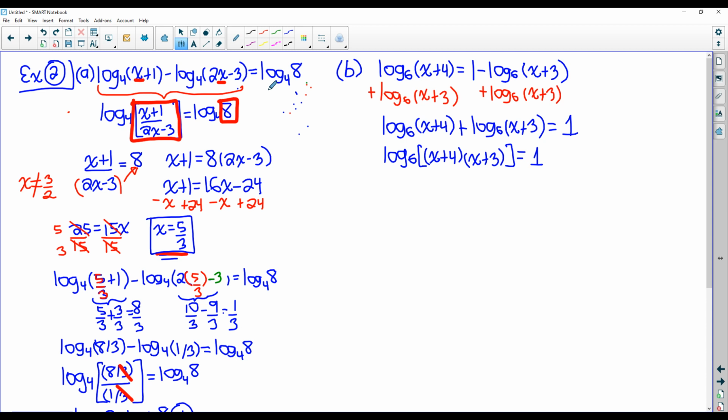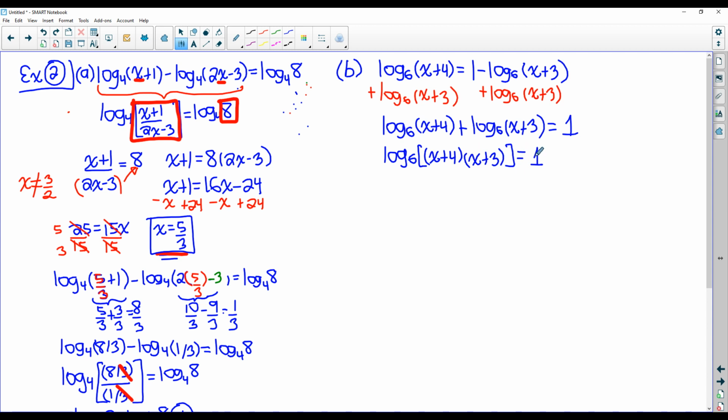Now, the issue here compared to the previous one is in the previous ones we had a log on each side and we were allowed to just set the arguments equal to each other. Well, this one here isn't written in terms of a logarithm. So there's a bit of a different way that I want to deal with this. So what we're going to do is we're going to take this.